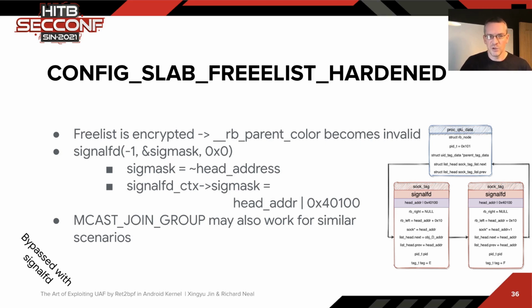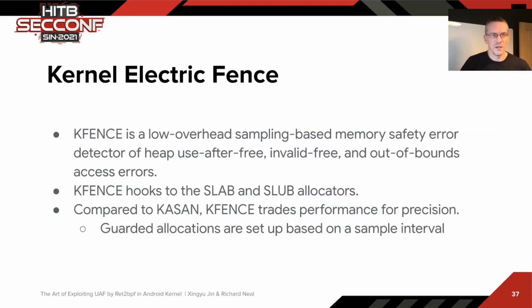Kernel Electric Fence is a low overhead sampling based memory safety error detector introduced into Linux in 2020. It detects out of bounds heap access, use after free, and invalid free errors. KFENCE uses a sampling interval timer to determine whether to apply guards to a memory allocation. When the sample interval is reached, the next memory allocation made will be guarded and the sample interval is reset. A guarded memory allocation requires 2 additional page table entries. There is a page of memory for the allocation itself and a guard page either side of this one.